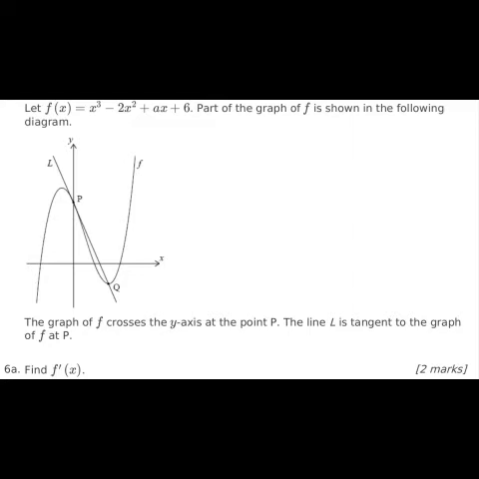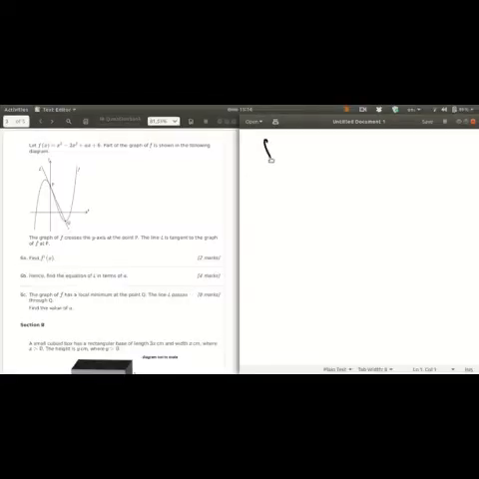Find f prime of x. Again, this is a simple application of the power rule. Just bring down the exponent and then subtract it by 1. Remember that the derivative of a constant is always 0.